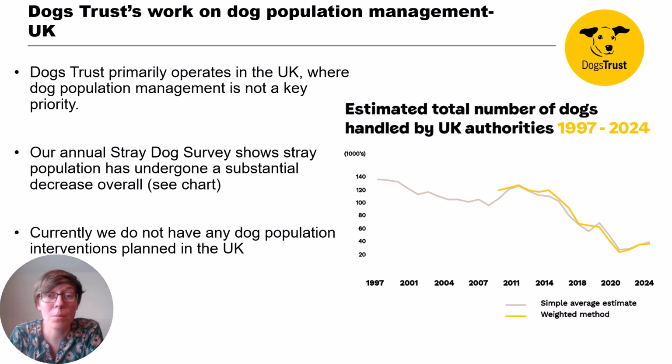For example, something that we did find in the stray dog survey is that lots of dogs have incorrect owner contact details on their microchips, which hindered them being reunited with their owners. In the past, we've run check your chip campaigns, which encourage owners to keep their pets' chips up to date. So that might be something we could focus on again in the future.